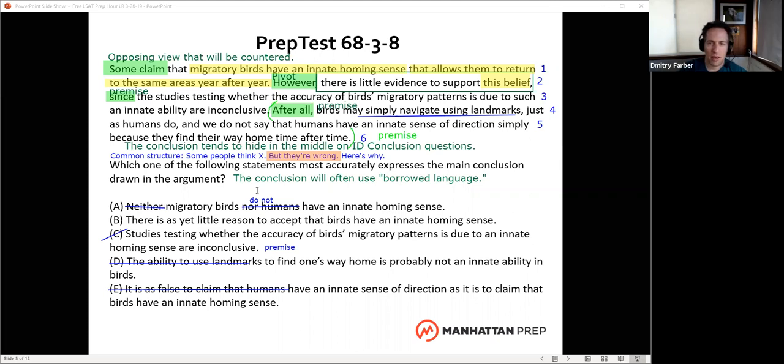Yeah, it's too strong. They never said that it's not true. They just said we don't have enough evidence, right? There's a big difference between, for instance, saying I don't have enough evidence to convict this person of this crime versus they're innocent. That's a jump up.